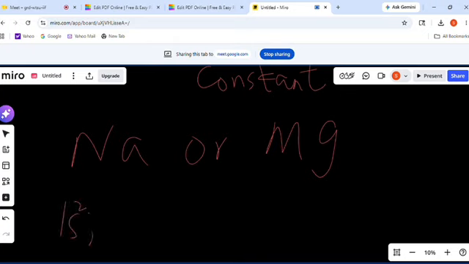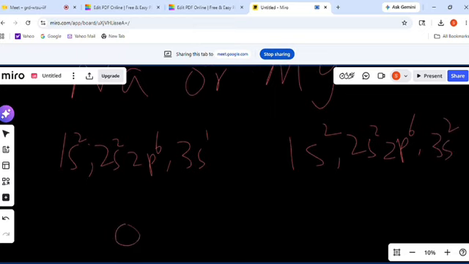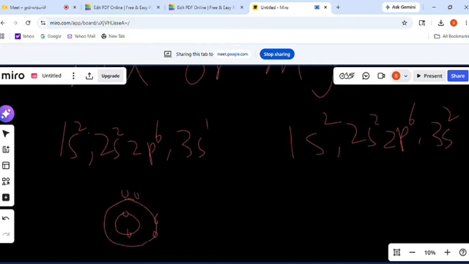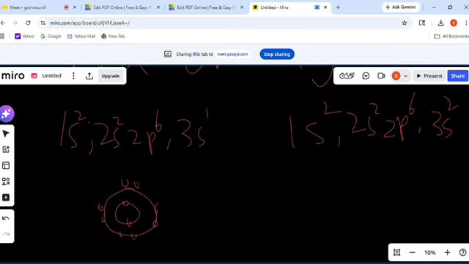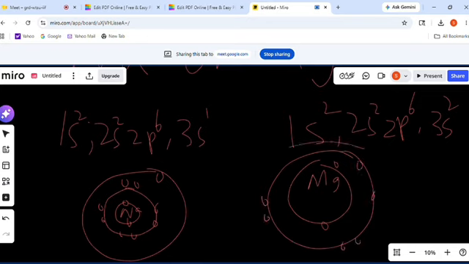So sodium has the configuration 1s2, 2s2, 2p6 and 3s1. Similarly, magnesium's atomic number is 12, so 1s2, 2s2, 2p6 and 3s2. After writing the configuration, I will draw their shells. Sodium: first shell 2 electrons, second shell 8 electrons and the last shell 1.